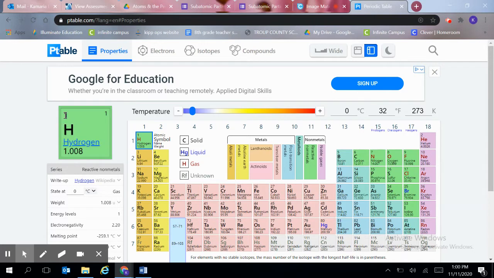They give you two numbers. The smaller number is always going to be the atomic number, which also tells you how many protons you have and also tells you how many electrons you have in a neutral atom. And then they give you the atomic mass. Remember, atomic mass is protons plus neutrons. All right.